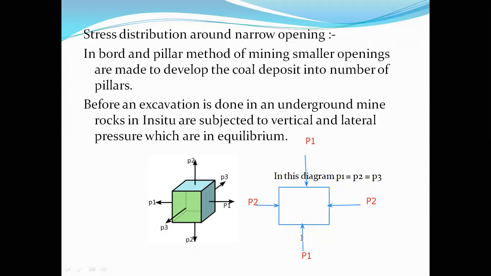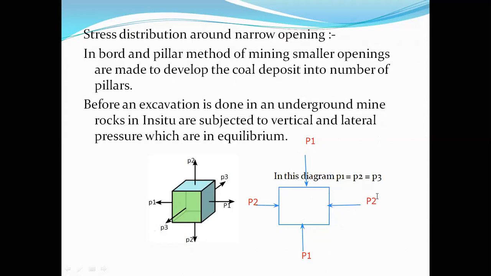and P2 are the stresses which are acting in the lateral direction. If you take the other dimension, the stress that is acting in the other direction is P3. Under equilibrium conditions, whatever the vertical as well as the lateral forces, they are in equilibrium. That's nothing but P1 is equal to P2 is equal to P3.